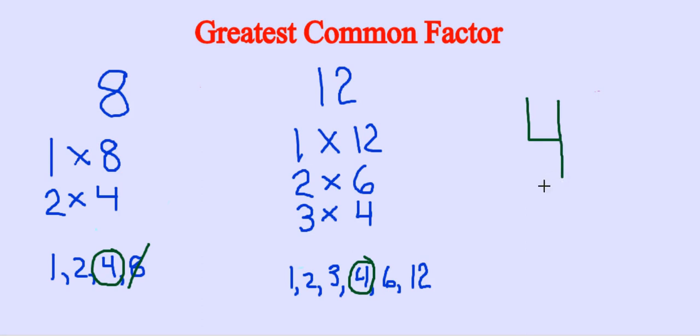This is going to help you with fractions. It's going to help you with getting to equivalent fractions when you're adding and subtracting fractions. So it's important to know how to find the greatest common factor. All I did was make a list of all the ways that I can multiply numbers together to get an 8, multiply numbers together to get a 12, and then I looked for the biggest number that was the same on both lists.